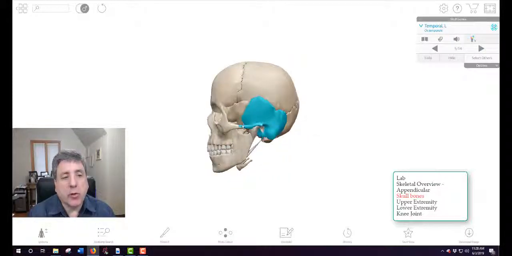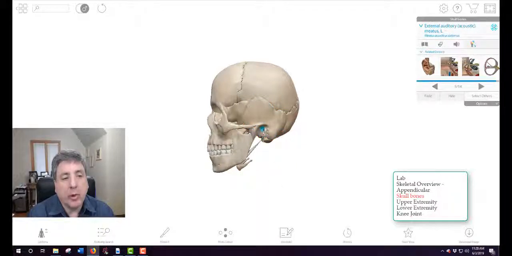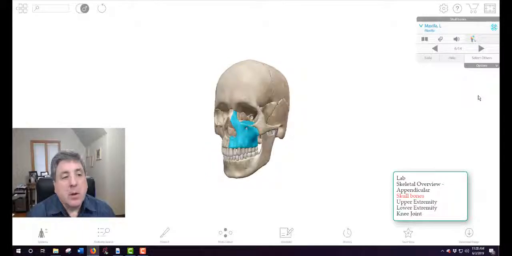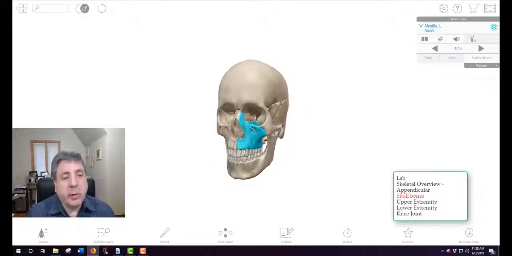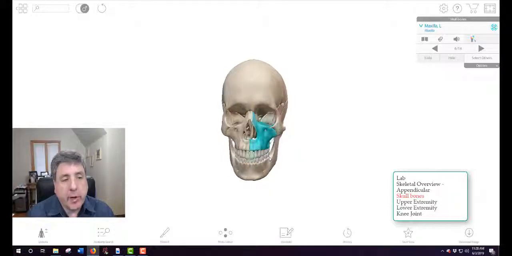Next, we're going to look at the temporal bone. Just to give you some kind of landmark, your ear goes right here. That's a structure that you're going to need to know as well: the external auditory meatus. And let's go back to the anterior portion of the skull. This is going to be the maxilla. As you can see, only half is highlighted. So there's a right side and a left side, but that's the maxilla.